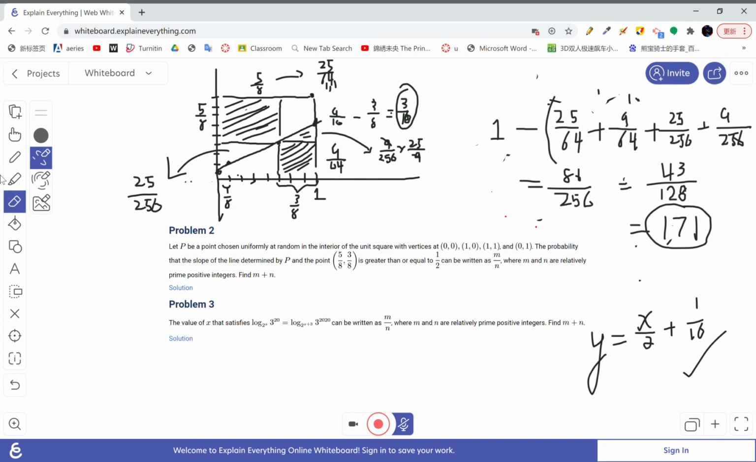Let's continue with the next one. I can't erase it.